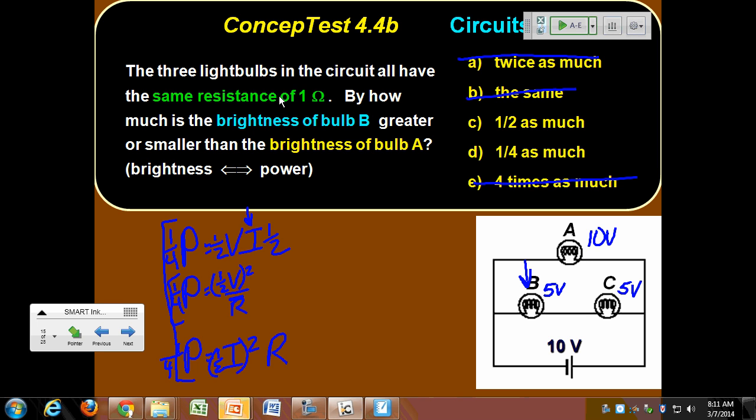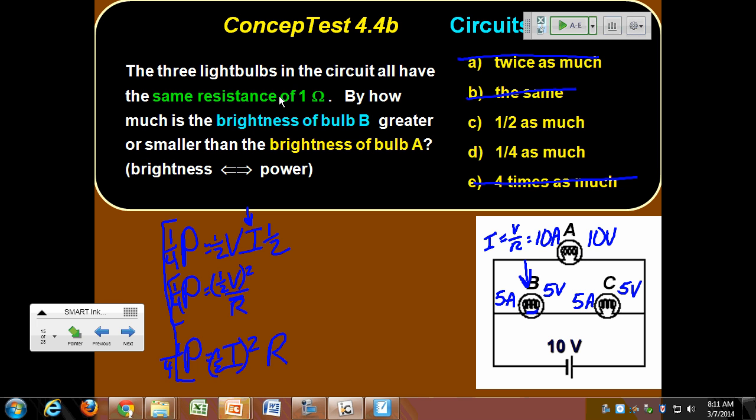Sure. Yeah, so let's say that these are all 1 ohm, right? So if I have 5 volts over a 1 ohm resistor, that gives me a current, I is V over R, so 5 amps. So I get 5 amps there and there. And here I get 10 volts across a 1 ohm resistor, so I is V over R. So I get 10 amps up here.